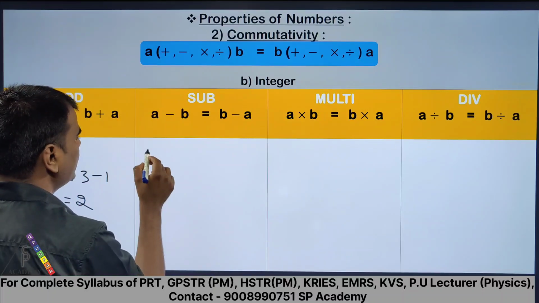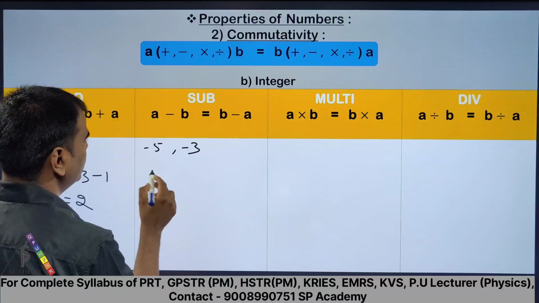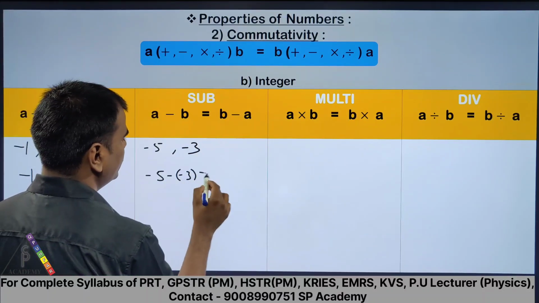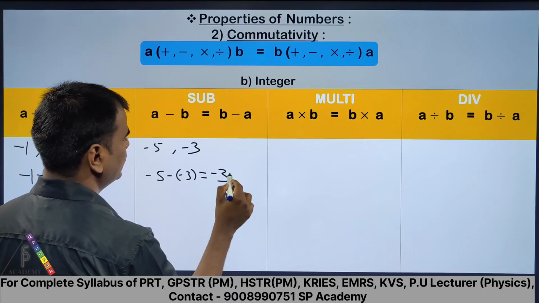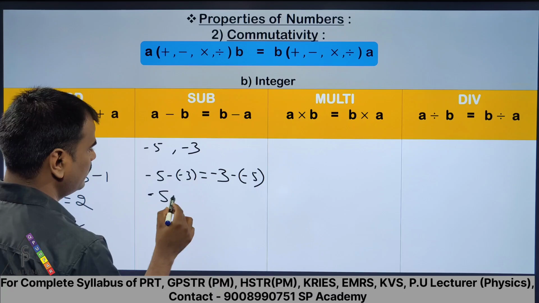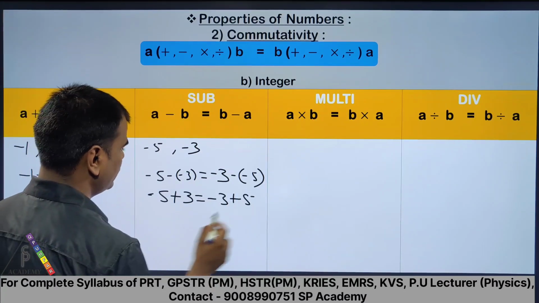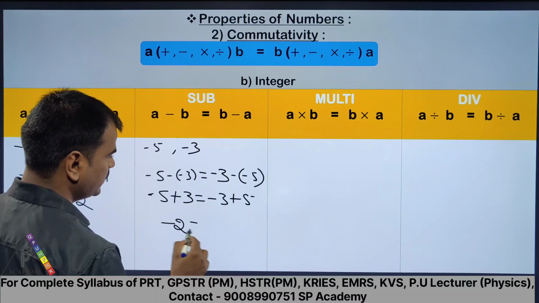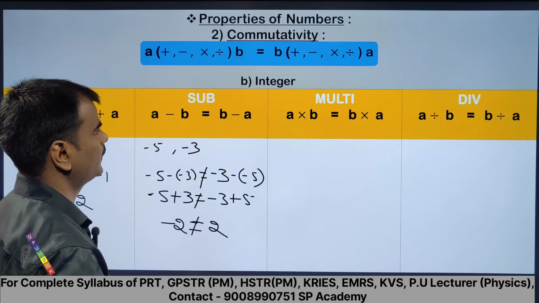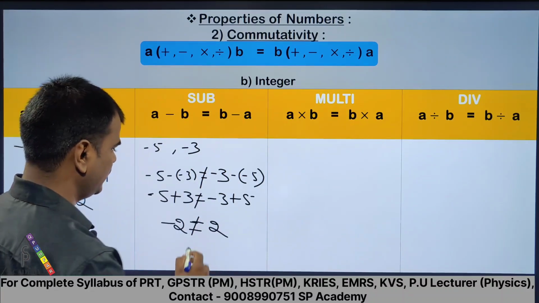Now again I will take A as minus 5 and B as minus 3. Minus 5 minus of minus 3 equals B, which is minus 3 minus of minus 5. Minus 5 plus 3 and minus 3 plus 5. Therefore this is minus 2, which is not equal to plus 2. Therefore under subtraction, commutative property is not valid for integers.